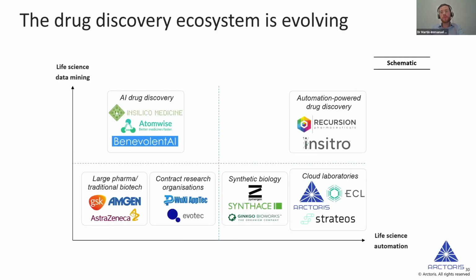So in other words, what I hope I've shown during this talk is how we can see the drug discovery ecosystem evolving from where it's currently at, with its traditional players and traditional approach, to something which embraces AI and embraces robotics and automation, and that when combining those two, we arrive at a point that is even more interesting.